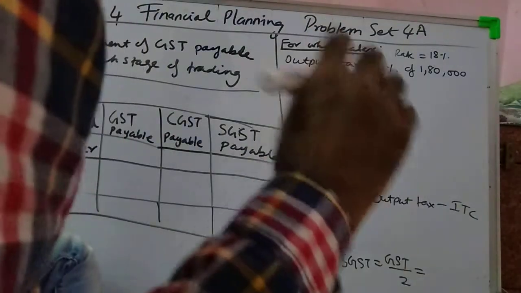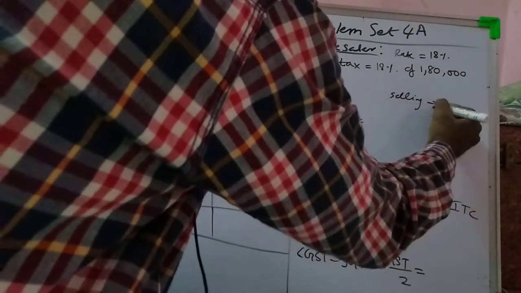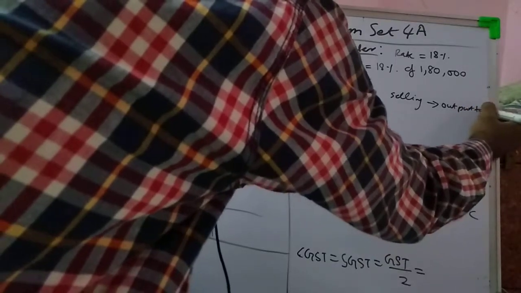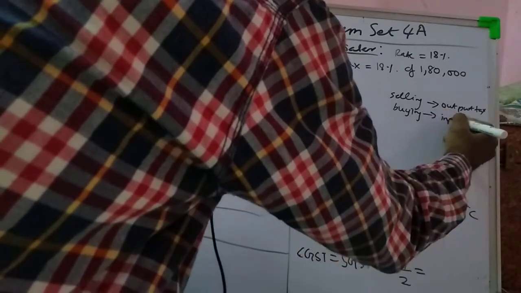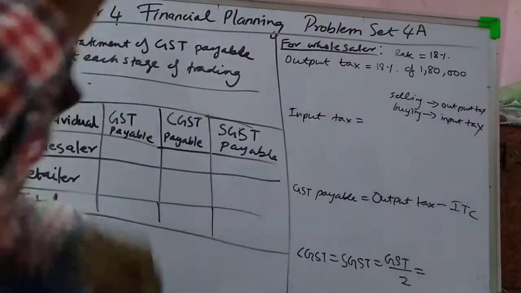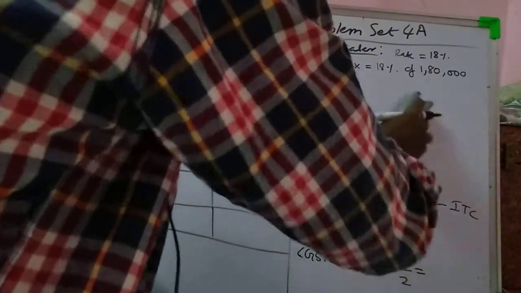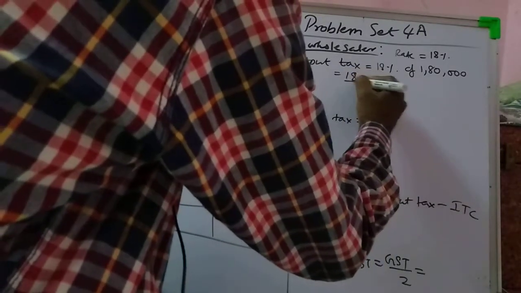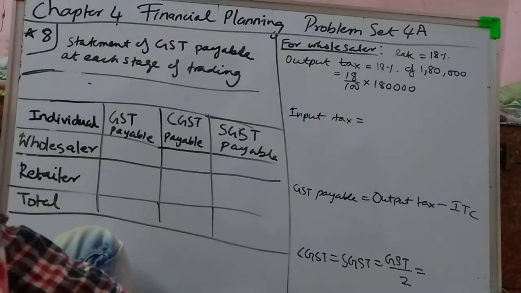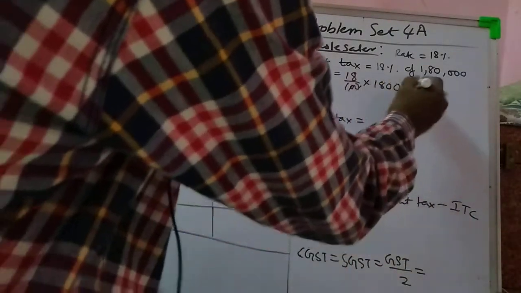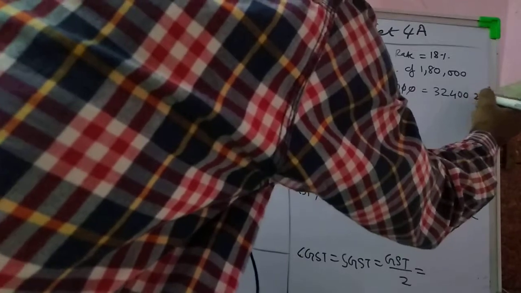Because for selling it is output tax, and for buying or purchasing it is input tax. That's why we get this. We will calculate that here. Then you cancel all the zeros, multiply what is remaining, and you will get 32,400 rupees.